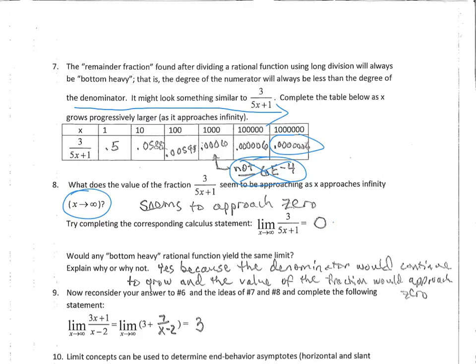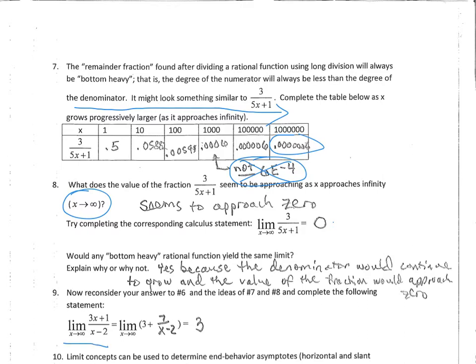Using the same idea, we can find that actually any bottom heavy fraction, meaning when the degree of the bottom is bigger than the degree of the top, is going to do the same thing, because that denominator is going to grow faster, and ultimately you're going to be dividing by a larger and larger number, and that is going to go towards 0. Okay, so with that in mind, we can take our earlier idea of limits.